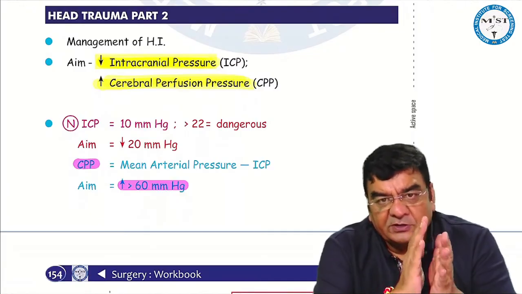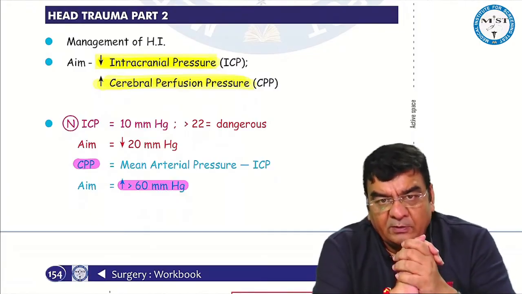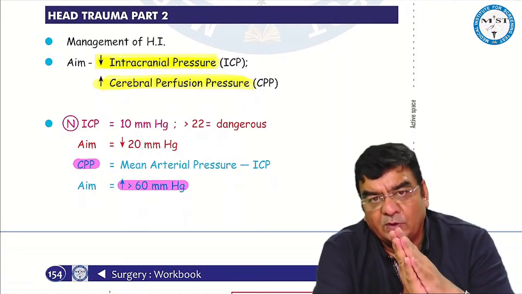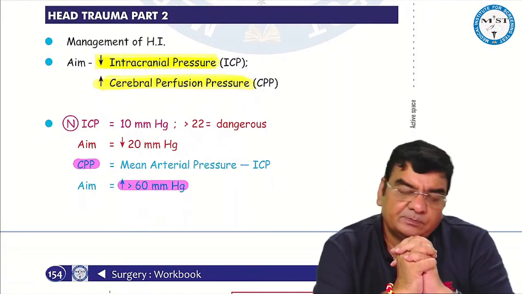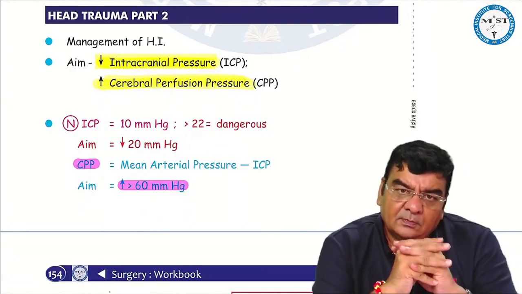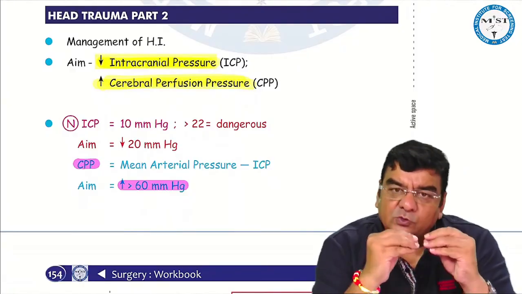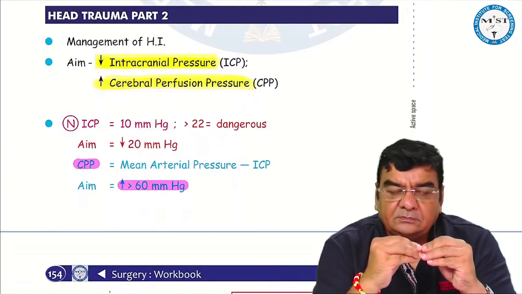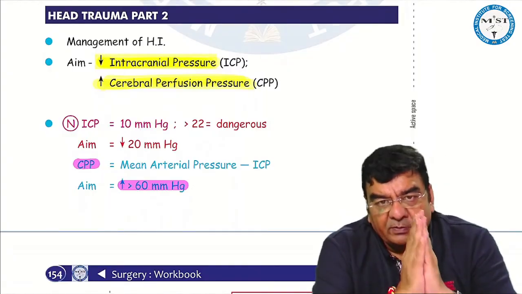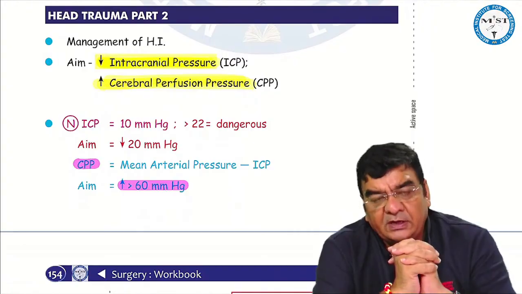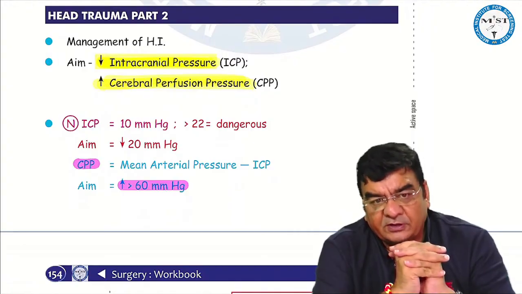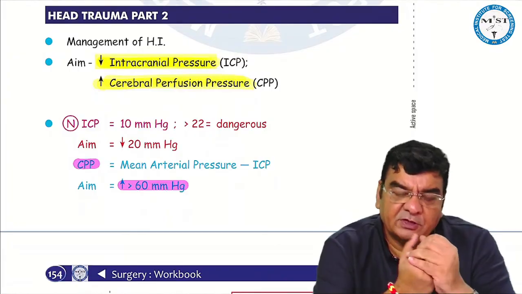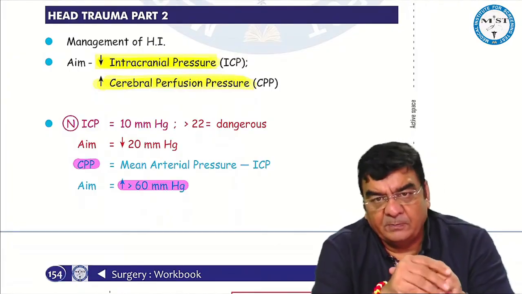Normally, intracranial pressure is between 8 to 12 millimeter of mercury. We take it as 10, but if it is more than 22, it is fatal or dangerous. Our aim is to keep the intracranial pressure less than 20 millimeter of mercury. Cerebral perfusion pressure is mean arterial pressure minus the intracranial pressure, and we try to increase the cerebral perfusion pressure above 60 millimeter of mercury.